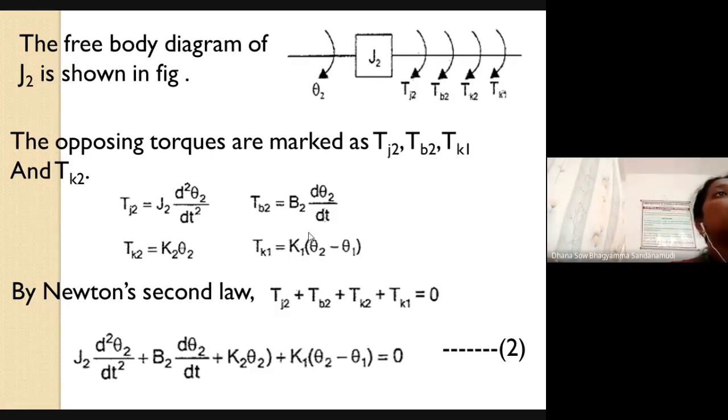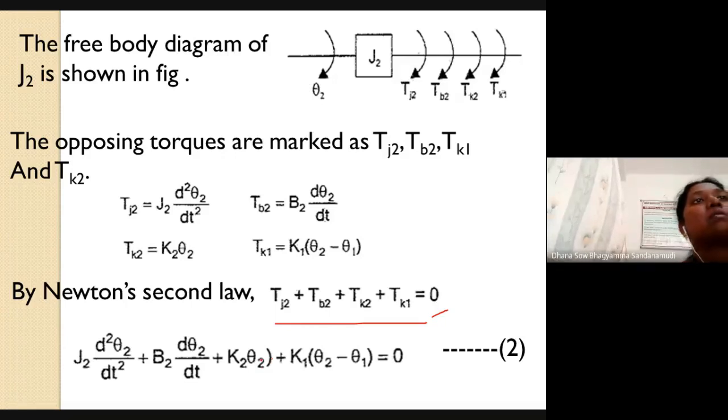So these are the differential equations. According to Newton's second law, the sum of all the opposing torques is equal to 0 here since the applied torque is 0. So substitute all these equations here: J2 d square theta 2 by dt square plus B2 d theta 2 by dt plus K2 theta 2.